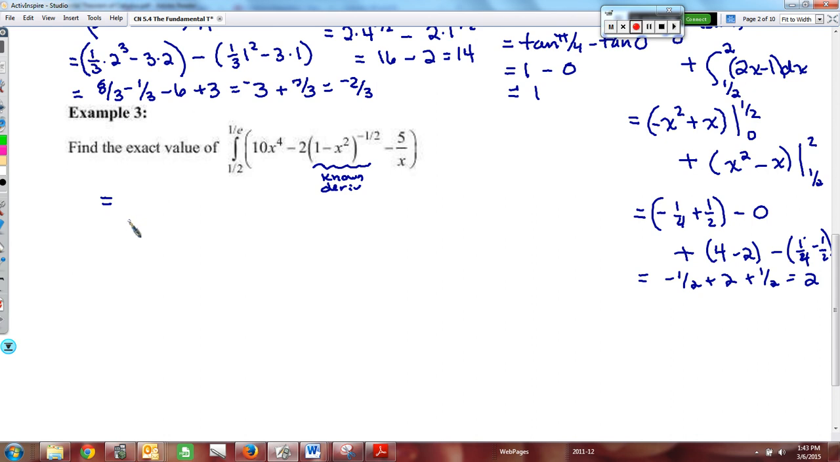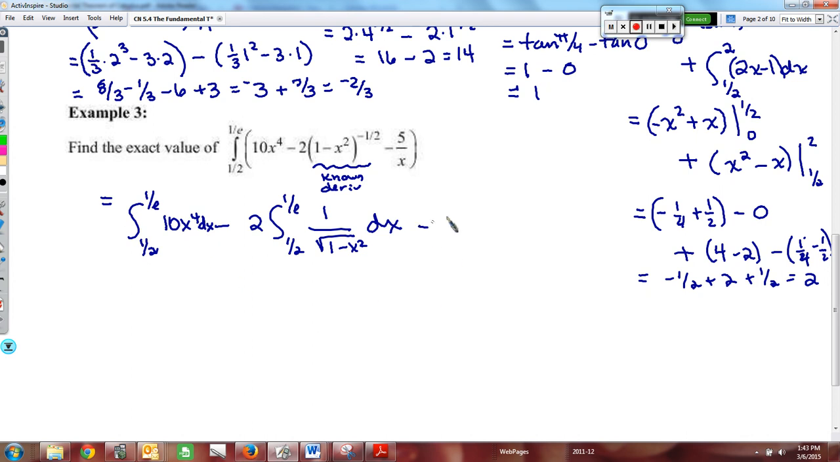I'm going to write it just to show you that you can integrate from 1/2 to 1 over e of the 10x to the 4th minus, I'm going to pull the 2 out and rewrite this as 1 over the square root of 1 minus x squared, a known derivative. And don't forget, when you're distributing, each time you write an integral symbol, you've got to match it with dx.